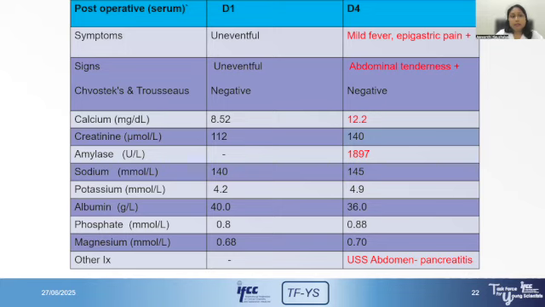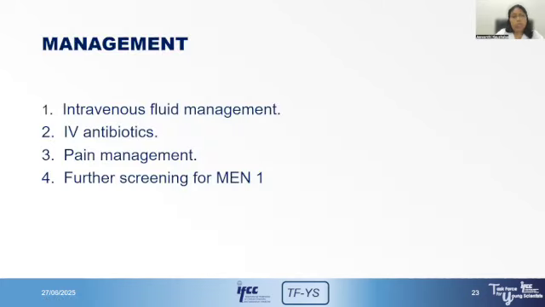So we ordered the blood test and it revealed high calcium level, value of 12.2 milligram per deciliter, and amylase level value of 1,897 units per liter. And the other biochemical investigations are normal. Then we thought, are we dealing with a pancreatitis-like episode as he's having high amylase level. So we did ultrasound scan abdomen and it revealed he's having acute pancreatitis at the moment.